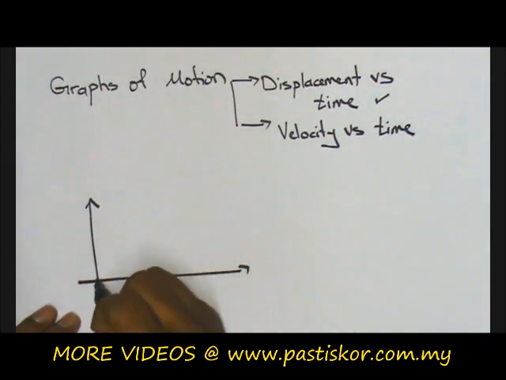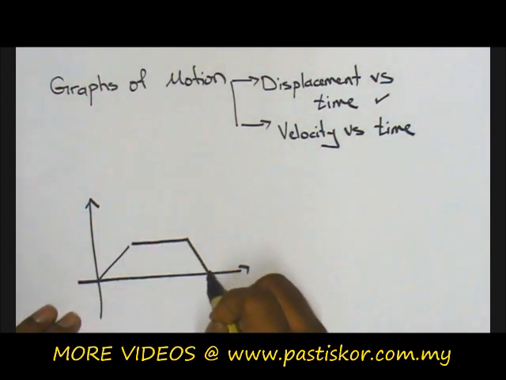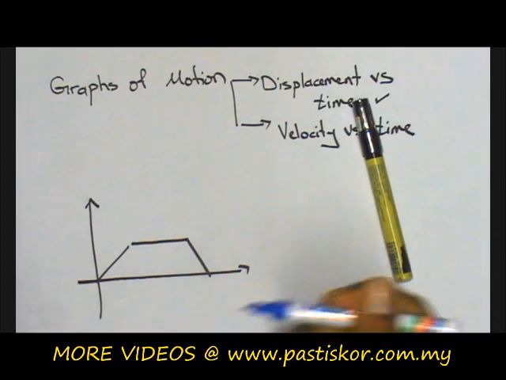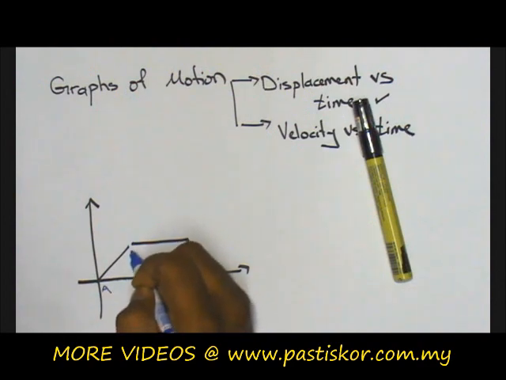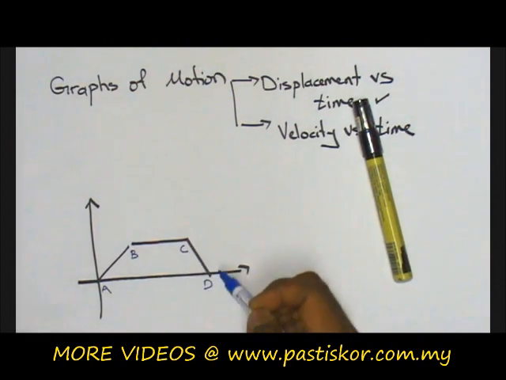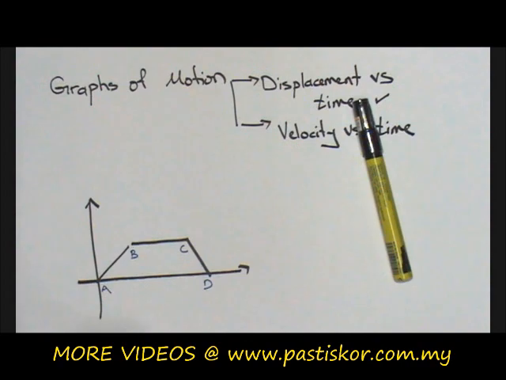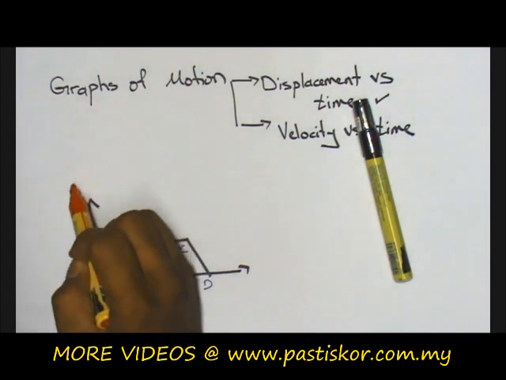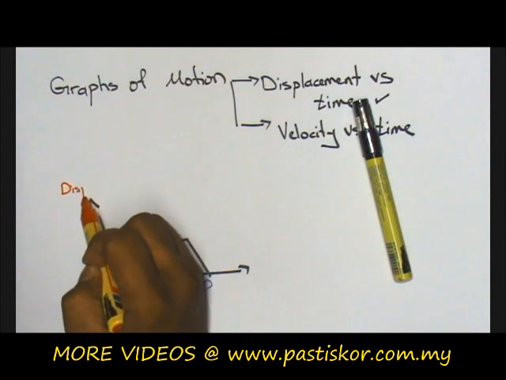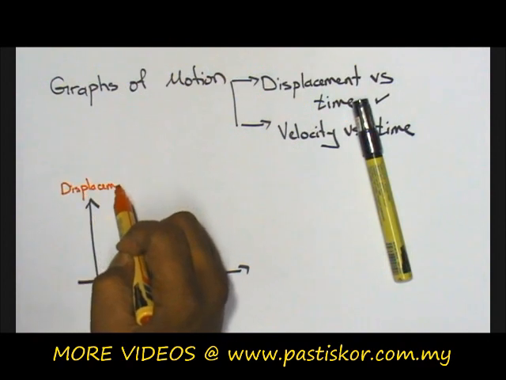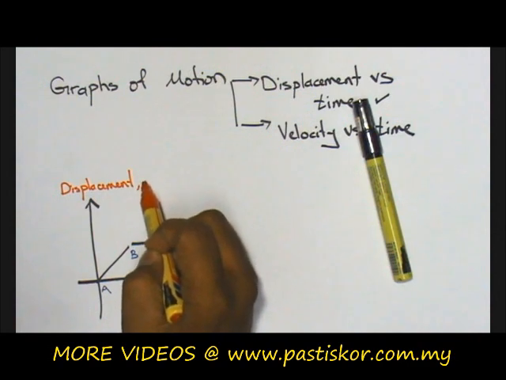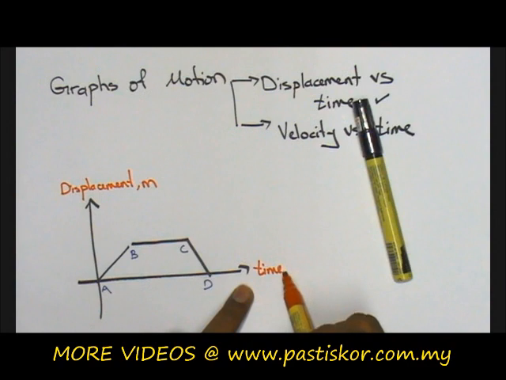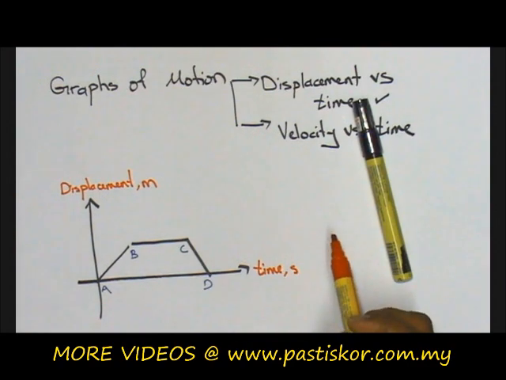I'm going to label the graph as A, B, C, and D. Okay? At the same time, I'm going to write what the y-axis is. The y-axis must be displacement, displacement in meters. And your x-axis must be time, and time is given to you in seconds.